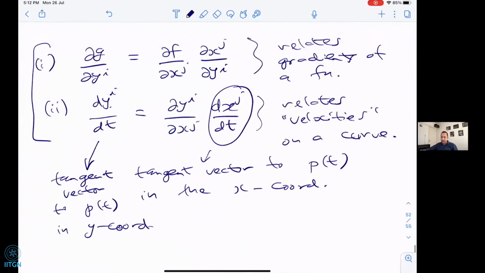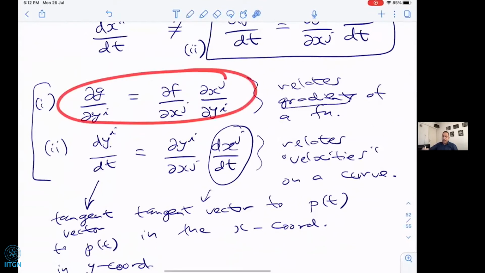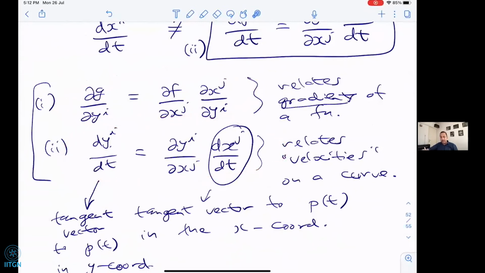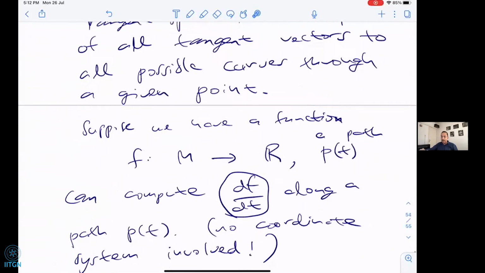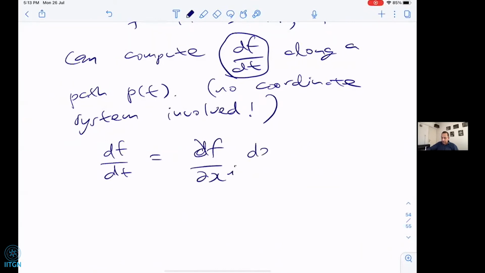In contrast, the gradient has reference to a coordinate system. That's why we have this equation here. And the velocity of points on the path also has reference to a coordinate system. That's why we have this equation here. But dF by dt has no reference to a coordinate system, and I can rewrite it in a very nice way: dF by dt is the same as dF by dxi times dxi by dt. Chain rule.